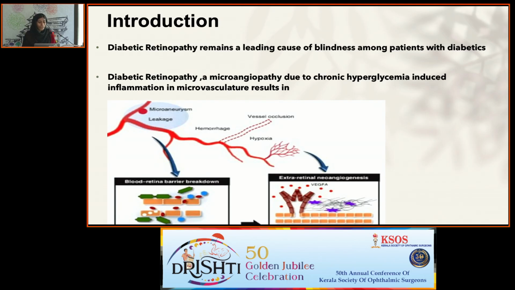Diabetic retinopathy is a microangiopathy due to chronic hyperglycemia-induced inflammation with release of various inflammatory mediators, the major one being vascular endothelial growth factor. It results in blood retinal barrier breakdown, causing macular edema and also capillary occlusion.